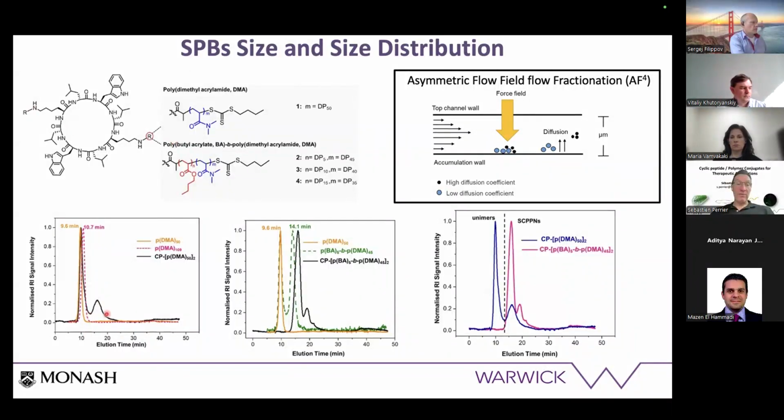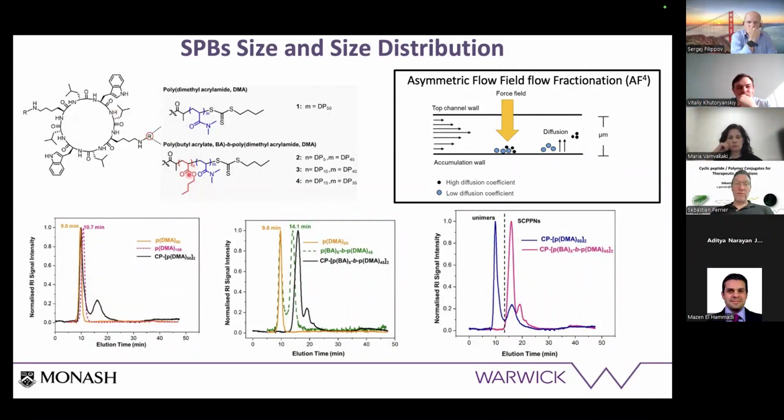And then you can see here the nanotubes. Now, if we do Julia's trick of introducing a hydrophobic block in the middle core, so we're now looking at this structure here. So this is not a graft. So the butyl acrylate block is attached around the cyclic peptide.